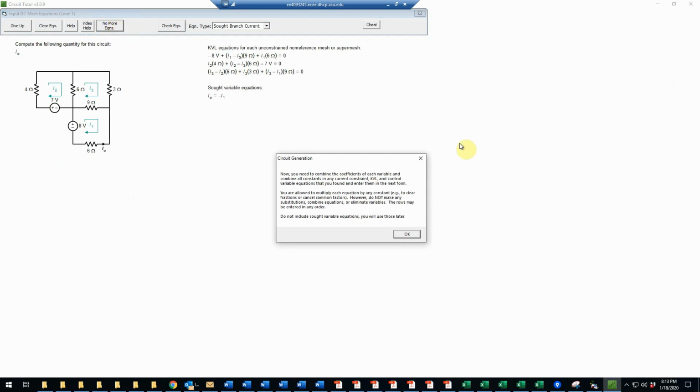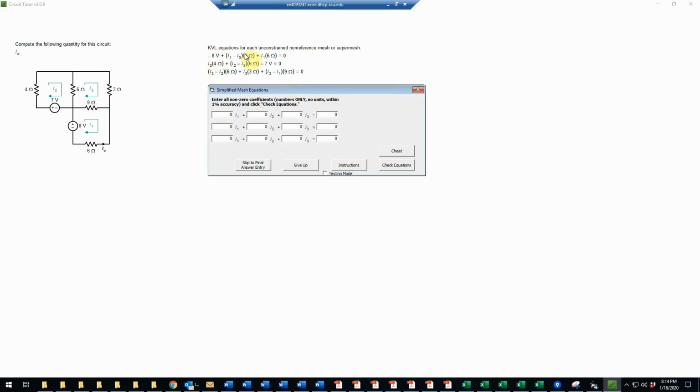And now this is the new thing in the solutions tutorial, is that we're going to combine the coefficients in the KVL equations into a simplified standard form in preparation to solve them. And when we do so, we can multiply equations through by a constant if necessary, but we cannot, for example, add one equation to another equation to form a linear combination, or make any kind of substitutions in those equations in Circuit Tutor.